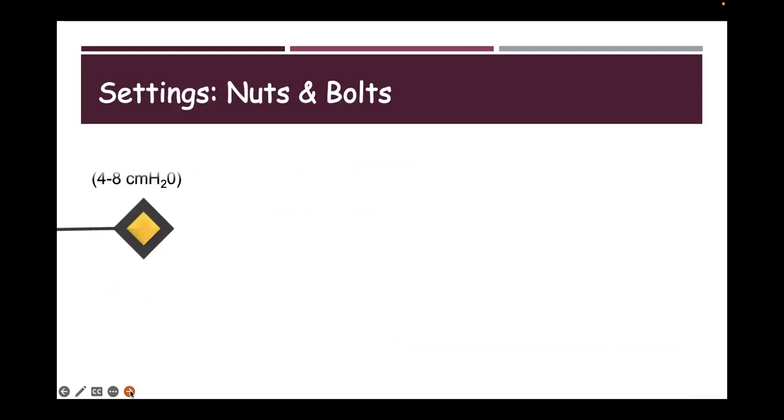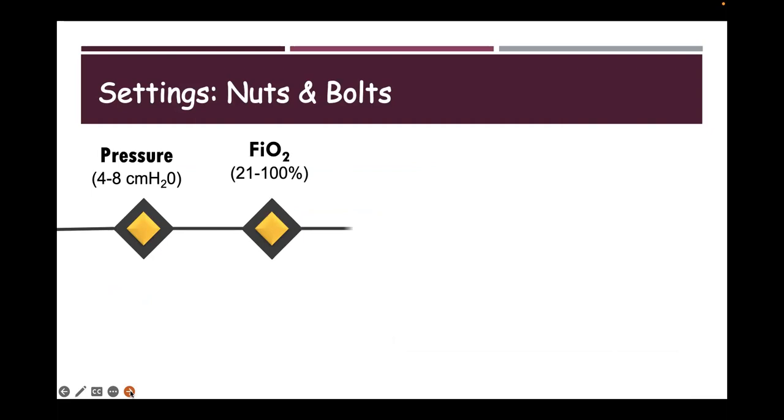Coming to the settings, the main setting is the CPAP pressure, which again ranges between 4 to 8. If the lung conditions are normal, like in apnea, we start with lower pressures, whereas in lung conditions like RDS or meconium aspiration, we start with pressures of 5 to 6. Then we have FiO2 to deliver oxygen anywhere between 21 to 100% with the saturation target of 91 to 95%.